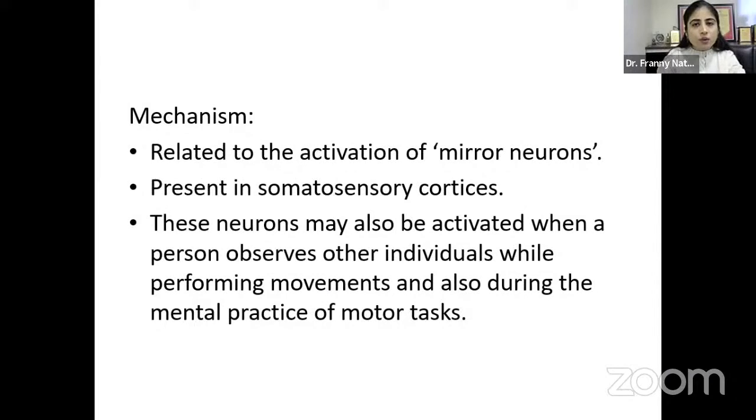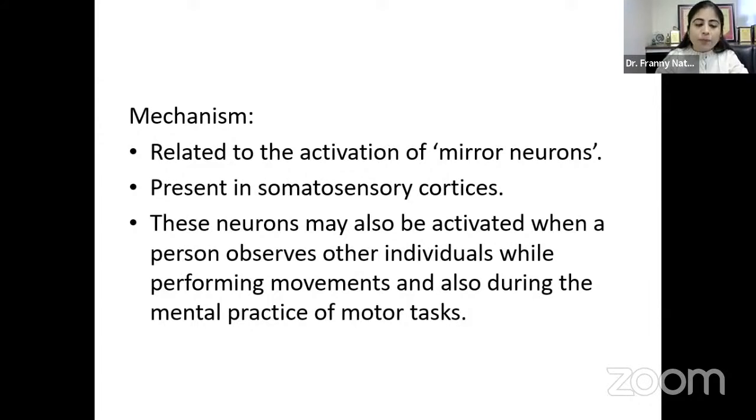So there are certain neurons in our brain which are present in the somatosensory cortices, and they are also called mirror neurons. Now, what is the function of these mirror neurons? That is, they are active not only during performing certain activity, but they are also active even by looking at that activity. So that's how we are tricking the brain to think that the activity is being performed on the affected extremity, and that's how the mirror neurons work and help with the neuroplasticity.